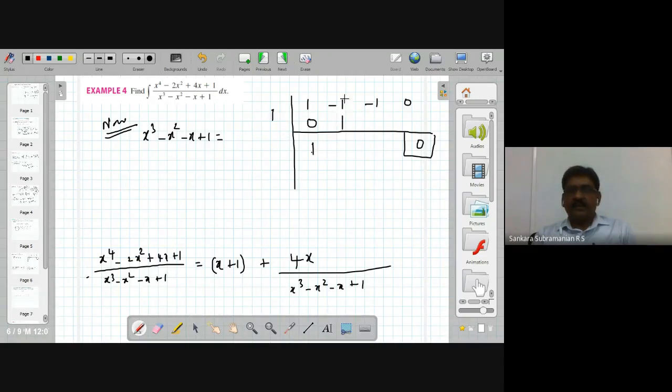If you add, you get 0. If you multiply 1 into 0, you get 0. If you add, you get -1. If you multiply, you get -1. 0 did not come. So it cannot be a factor. 1 cannot be a factor.